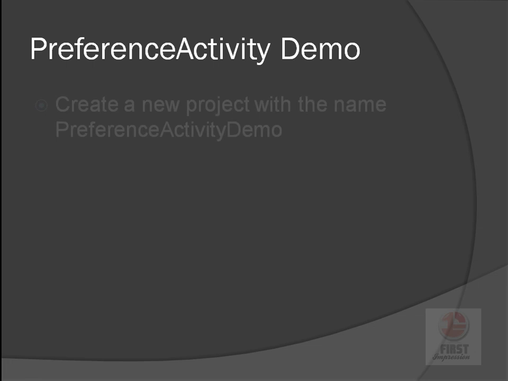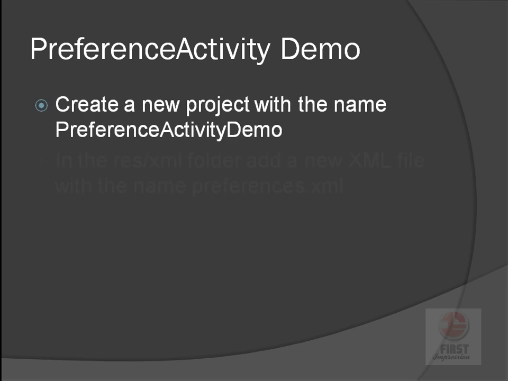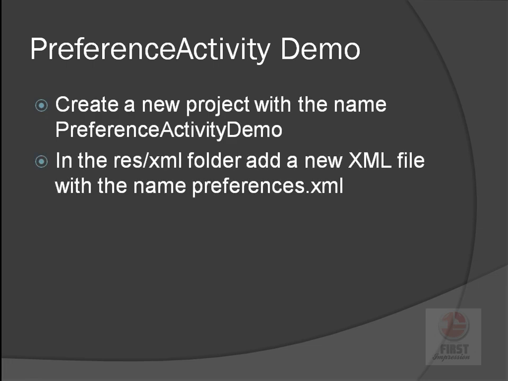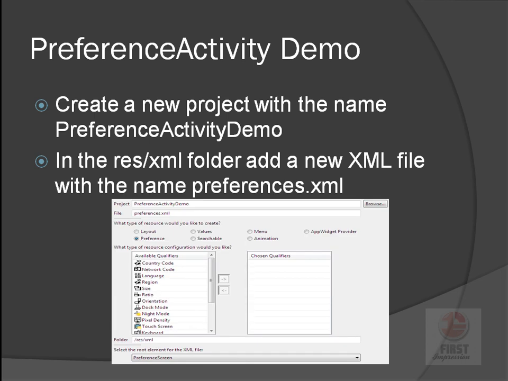Let's create a new project with the name PreferenceActivityDemo. Inside the res/xml folder, we have to create a new XML file with the name preferences.xml. Normally, you will not get a folder named xml inside your res folder. You have to add a new folder with the name xml and add a new file inside that with the name preferences.xml. So we have given the file name as preferences.xml, as you can see over here, and we have chosen the root element to be PreferenceScreen.